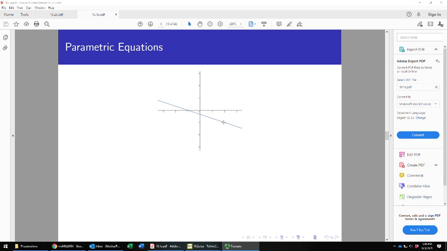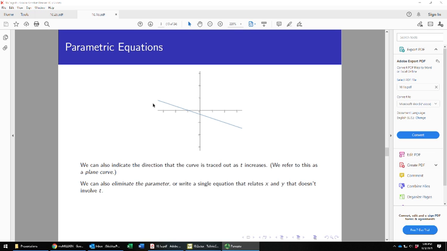So if we were going to put arrows on here, we would draw the arrows this way on the graph, because as t gets bigger, the x's are getting smaller and the y's are getting bigger. So it would be getting traced out in kind of this backward direction. When we put the arrows on there, we would typically refer to that as a plane curve.